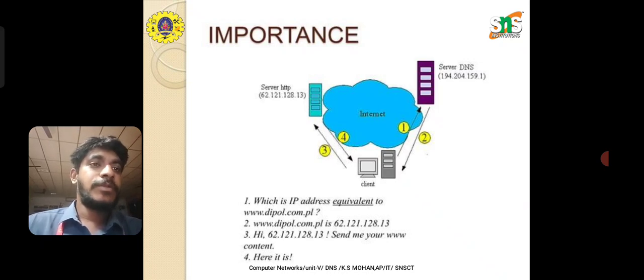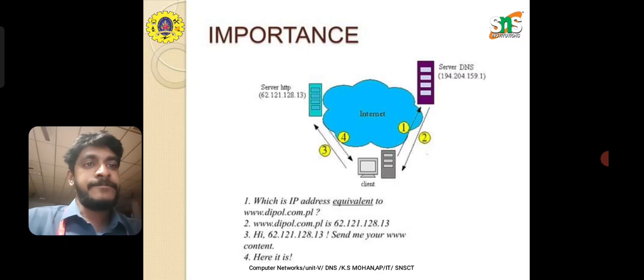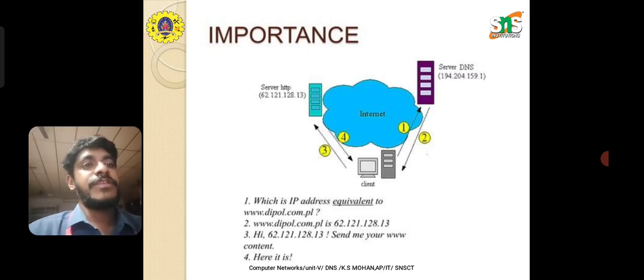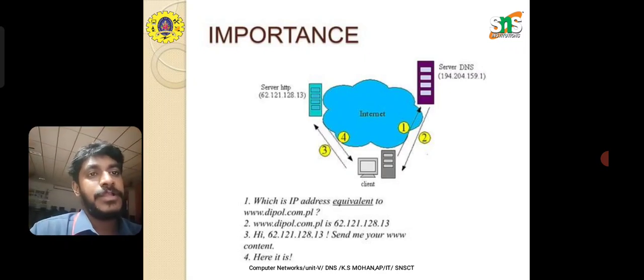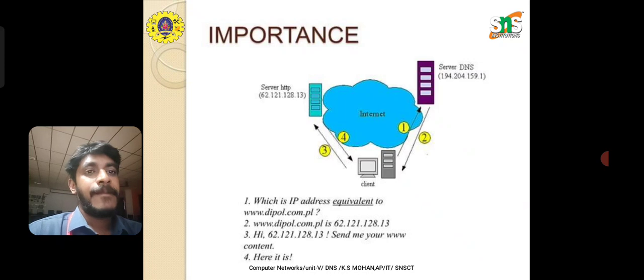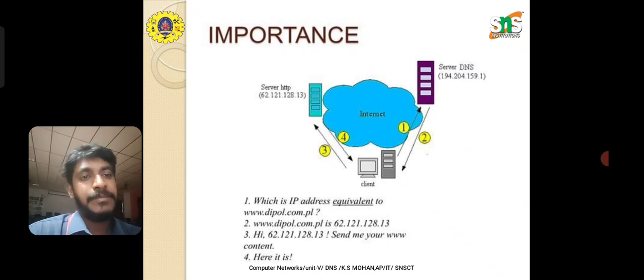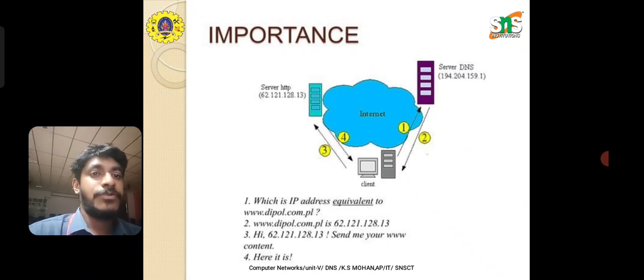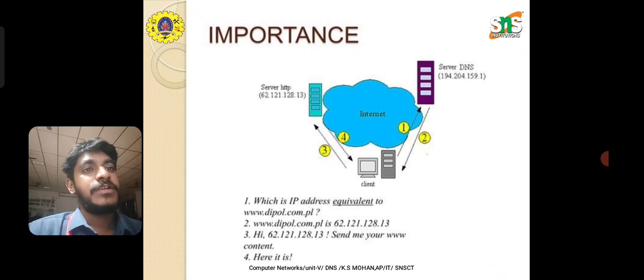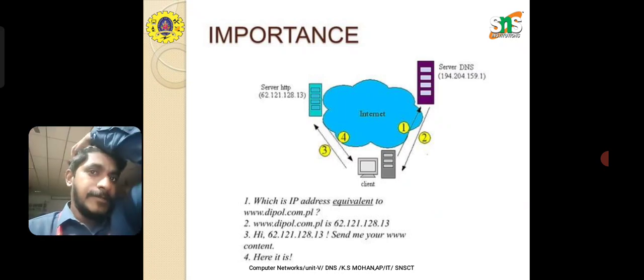62.128.128.13 and 194.204.159.1 are here. In this we have the internet 1, 2, 3, 4, which is client to server. The client-server is the HTTP server and DNS, which is equal to the dipole.com, with a sample IP address of 128.120.13. Likewise, the server IP address will change based upon the system we are using. The server DNS is different and the server HTTP is different. So this is the static and dynamic value we are describing here.